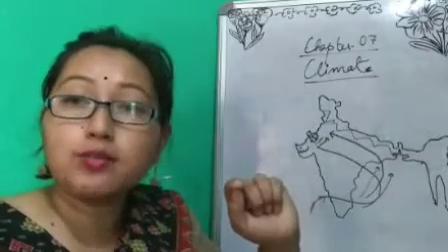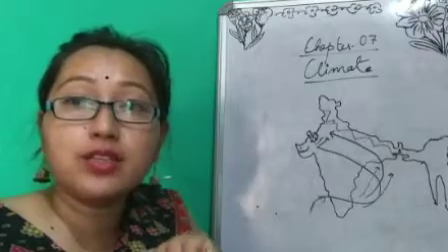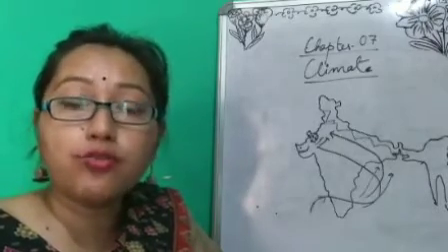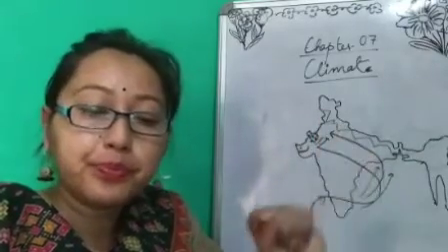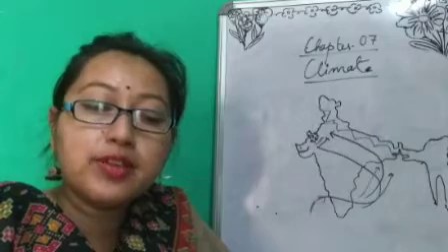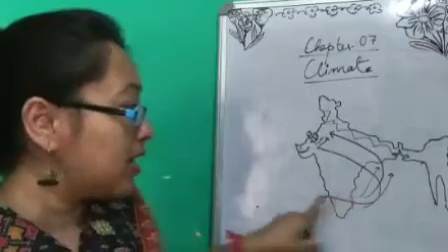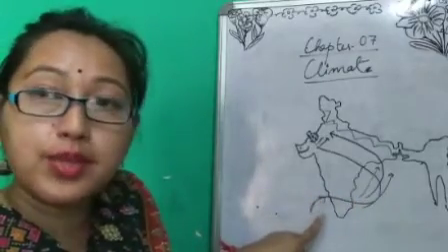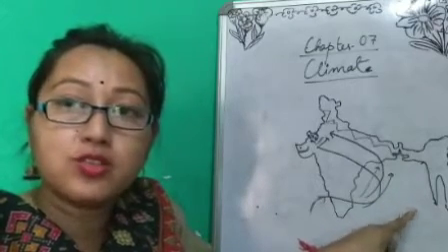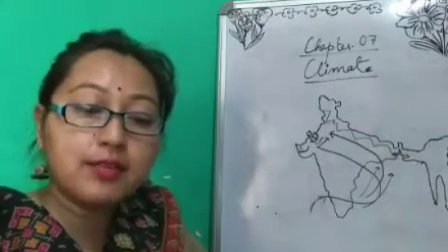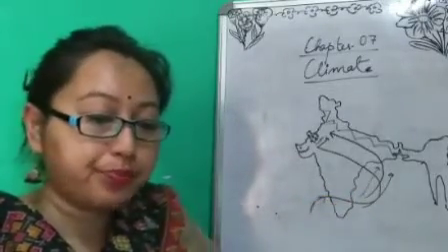Now come to the rainfall. Three-fourths of the total annual rainfall of India is received during this season. The progress of the monsoon winds beyond South Kerala is in the form of two branches. One is the Arabian Sea Branch and another one is the Bay of Bengal Branch.